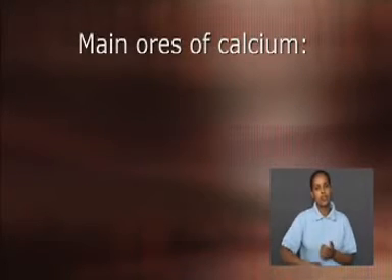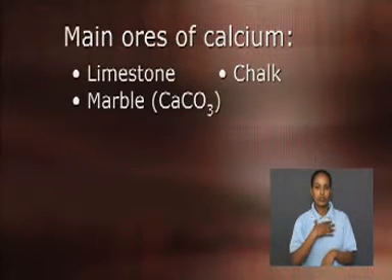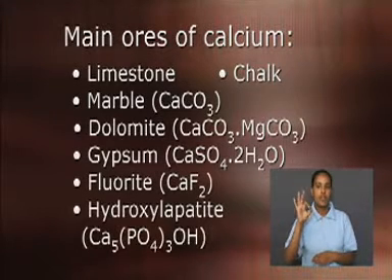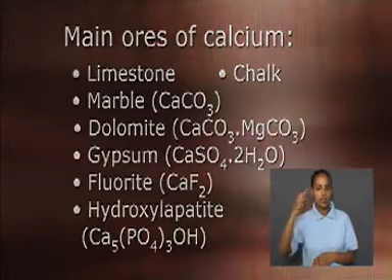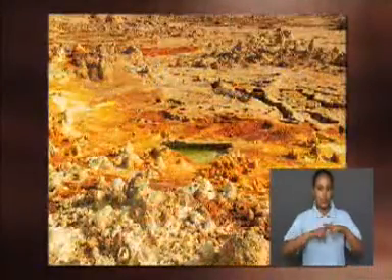Some of the main ores of calcium include limestone, chalk, marble, dolomite, gypsum, fluorite, and hydroxylapatite. In Ethiopia, gypsum deposits can be found in the Danakil Depression. I'm sure you know that the Danakil Depression is a geological depression located in the Horn of Africa. It overlaps Eritrea, the Afar region of Ethiopia, and Djibouti.